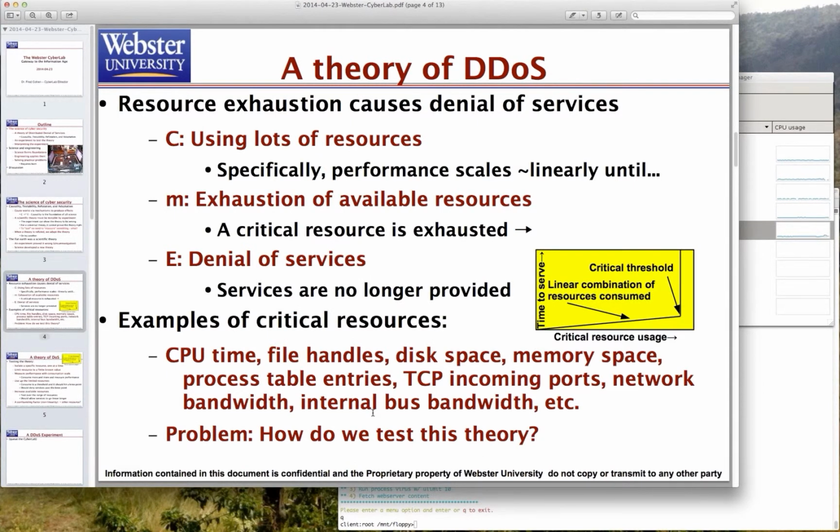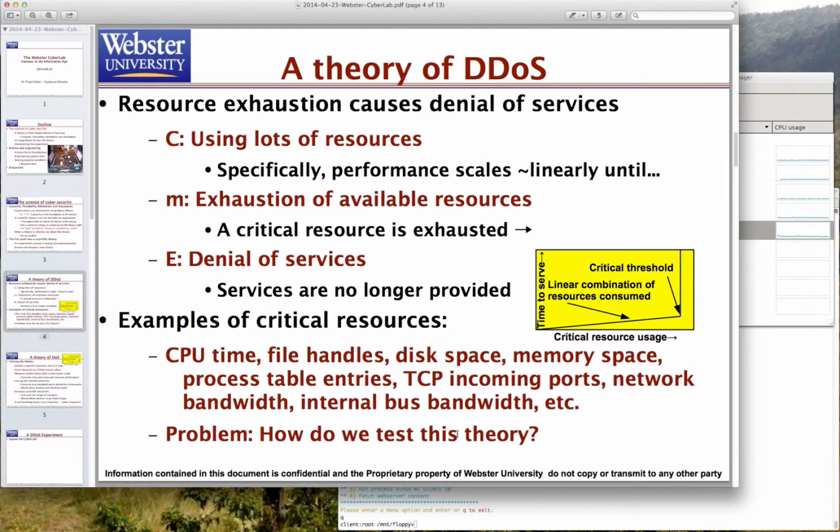So I want to talk about a theory of denial of services, because that's what we're going to be talking about today. The theory is that resource exhaustion in a computer is what causes denial of services. So the cause is using a lot of resources. Specifically, the amount of performance available goes down essentially linearly with the amount of use until you reach exhaustion of the available resources. And then whenever a critical resource is exhausted, that is the one that runs out that you needed, you have a knee point, as you can see here, the critical threshold, and you get denial of services.